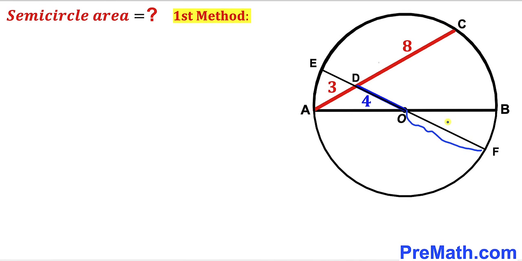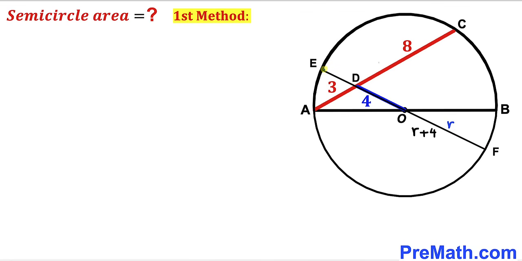Now let's assume that OF is the radius of this circle. I'm going to label that as lowercase r. And we know this segment OD is 4, so this whole segment DF is going to be r plus 4. So we can write r plus 4 over here.